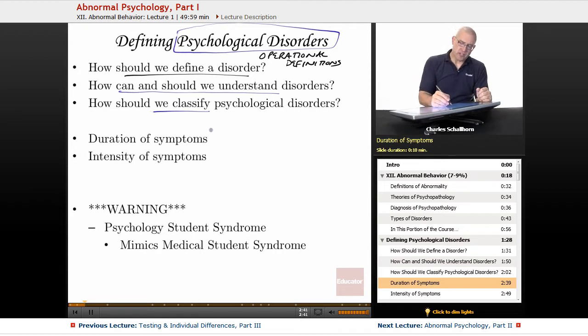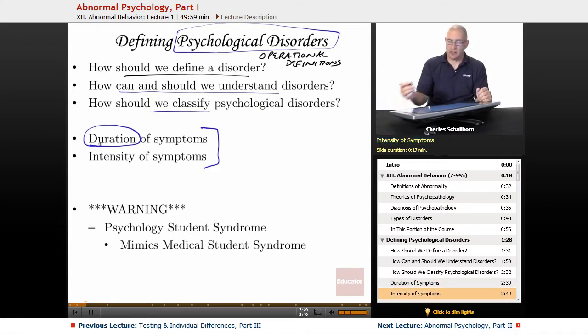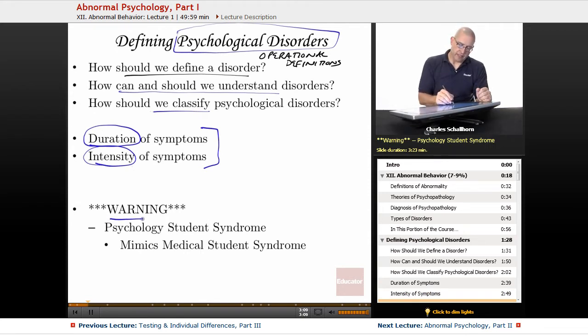But when we look at specific disorders, I want you to focus on the idea of duration of the symptoms, for how long have the symptoms been occurring, and the intensity of symptoms. Are they mild? Are they moderate? Are they severe? So those are going to be two themes that will occur throughout all of the disorders that we look at.